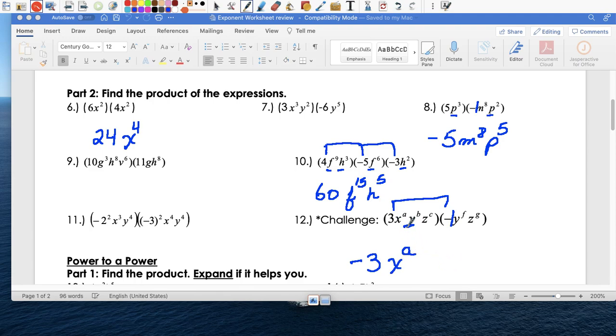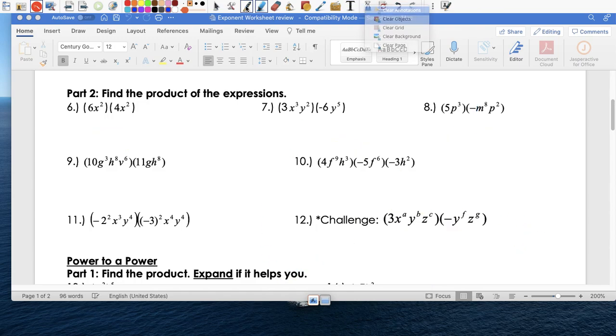Y's, I have 2 y's. I have a y here and a y here. So what's the rule? Keep the base and add the exponents. In this case, I add b plus f, and I'm going to leave it like that because I don't know what the values are, so it's just b plus f. The z, keep the base, add the exponents, c plus g. And that's the answer to that question.